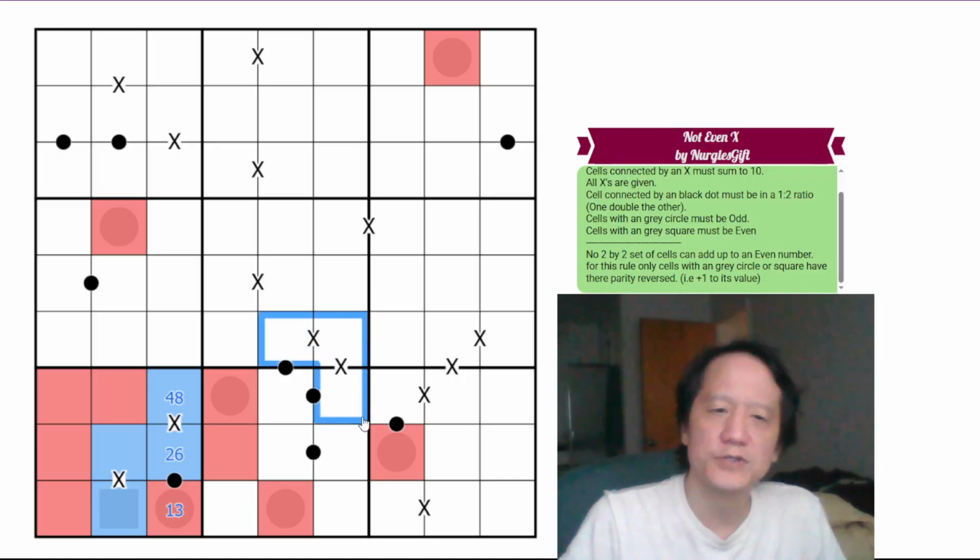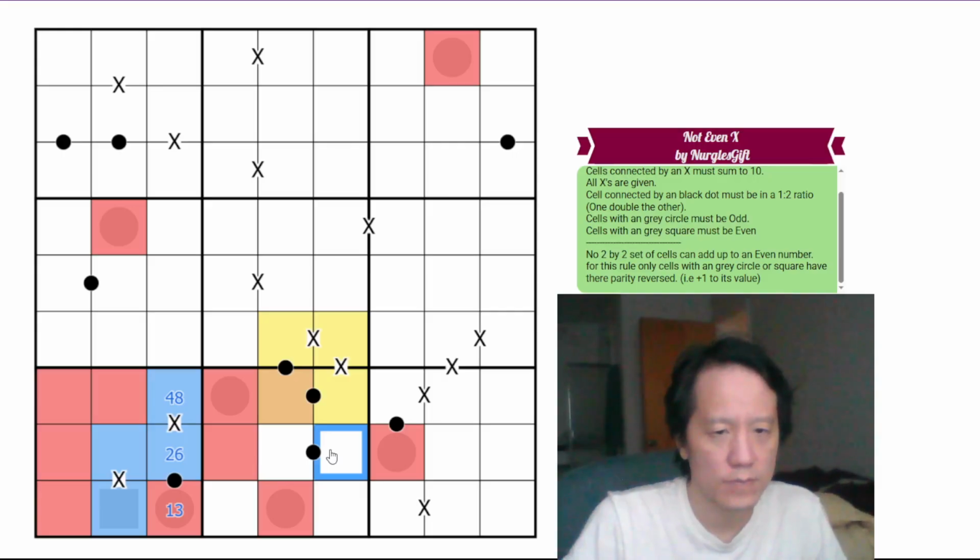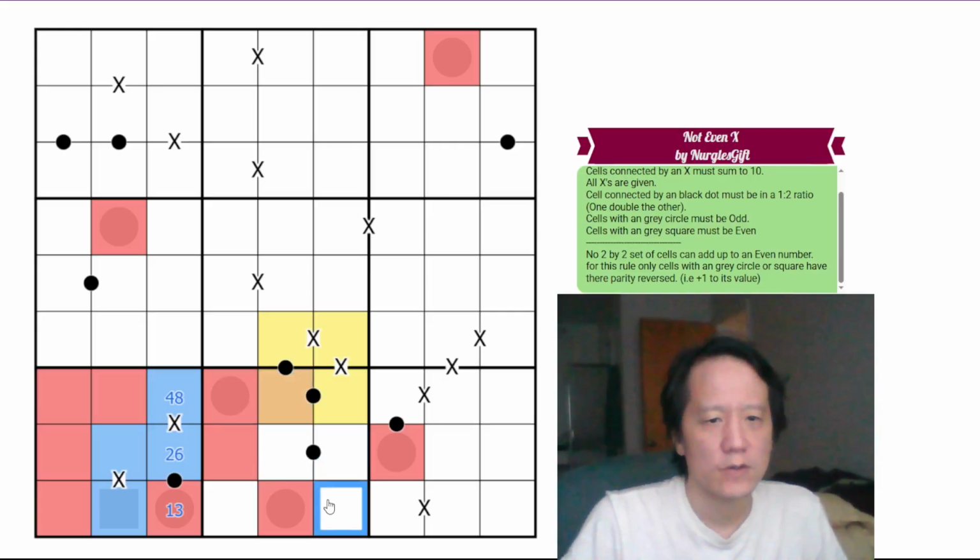So these are all the same parity as each other, right? So whatever parity this is, this has to be the opposite. And it's in a 1 to 2 ratio with the same digit, potentially. Actually, it is exactly the same digit. It's in a 1 to 2 ratio with the same digit, guaranteed. That means these are opposite parities. So these cannot be opposite parities. These have to be the same parities, which means these are both even. So these are both even.